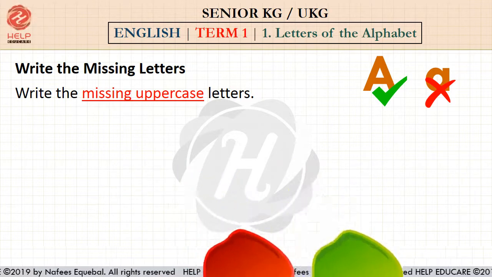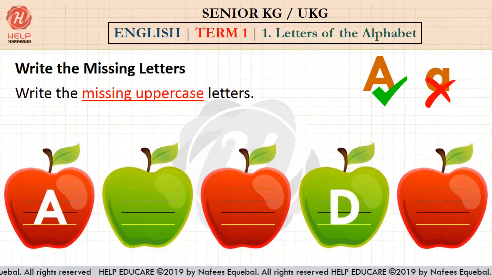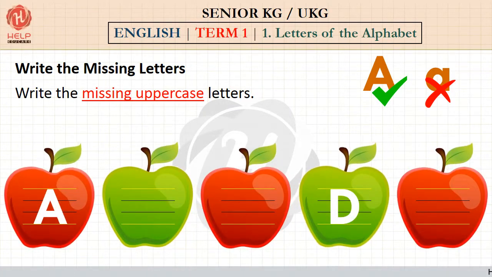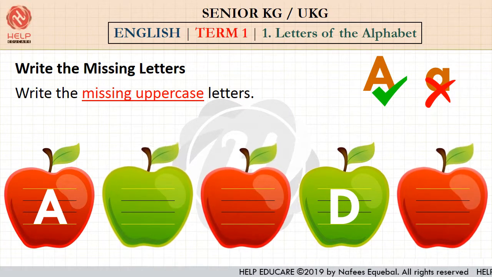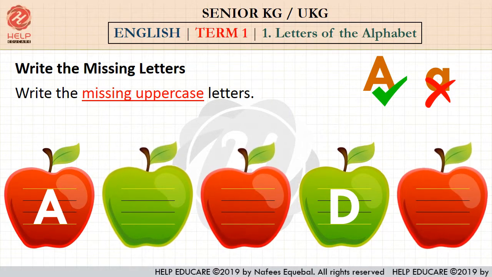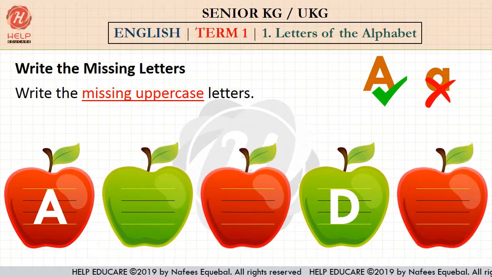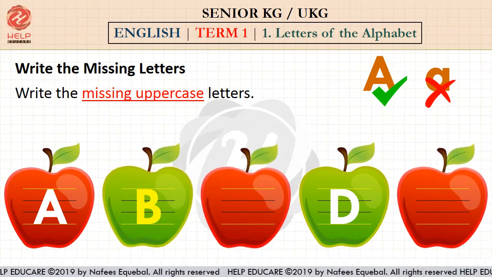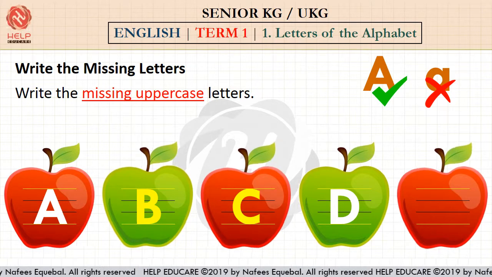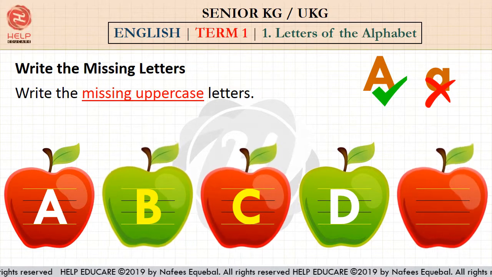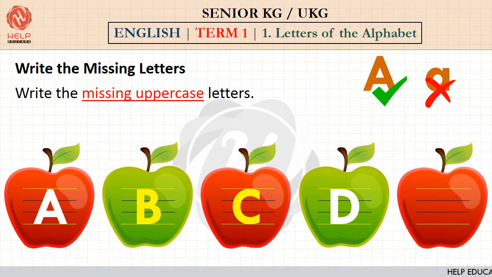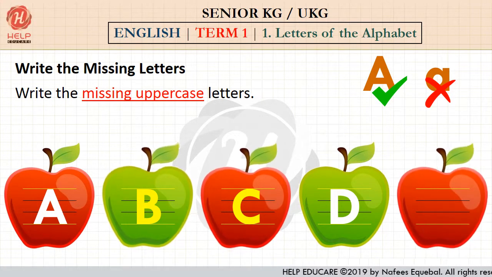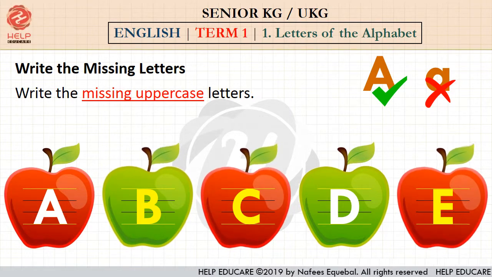Are you ready now? Here we see that the first apple has letter A, and the fourth apple has letter D written on it. But the second, third and fifth apples have missing letters. We have to put the correct letters on them. What comes after A? Yes, you are right. B comes after A, and C comes after B. So put letters B and C on the apples. D comes after C, which is already on the apple. E comes after D, so put the letter E on the red apple.